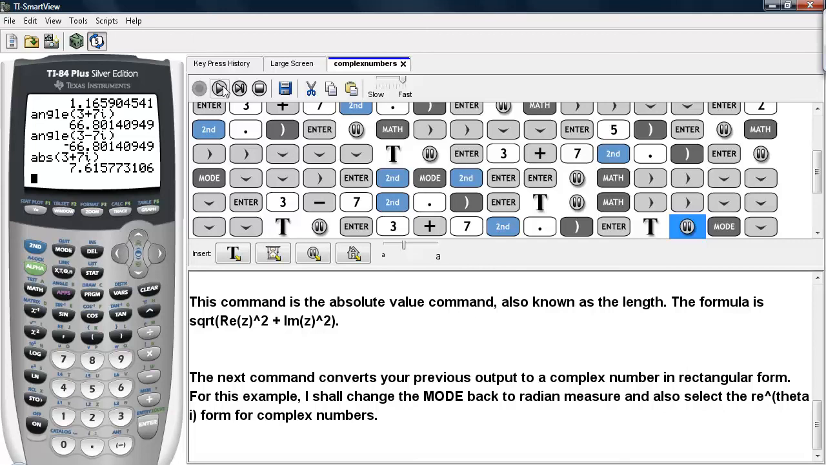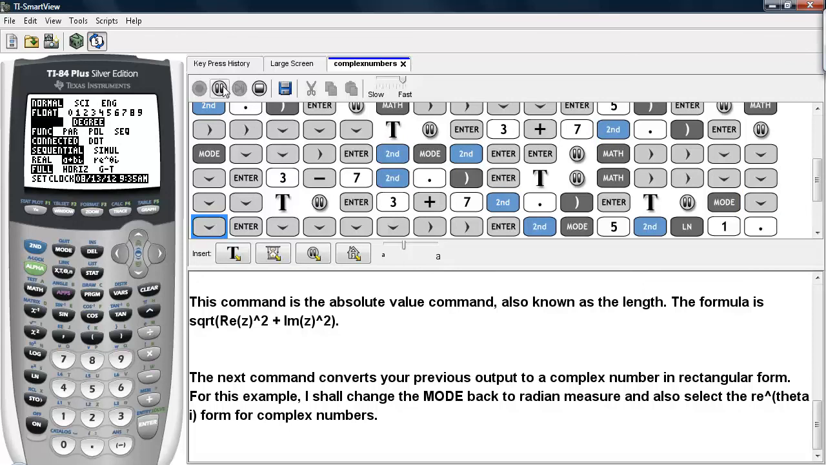The exact answer for this is going to be the square root of 49 plus 9, or the square root of 58. Now the next command that I'm going to demonstrate converts your previous output to a complex number in rectangular form. So for this example, I will change the mode back to radian measure, and I will also select the polar form for complex numbers. So let's go ahead and make this change so we can see the next command in action. So I'll select radian, and then I scroll down until this one is highlighted. And then I'll hit enter.